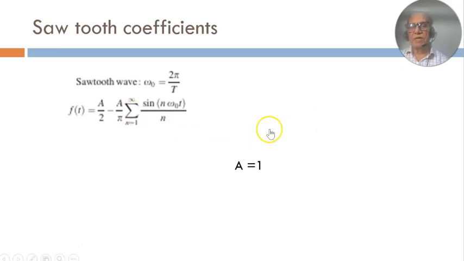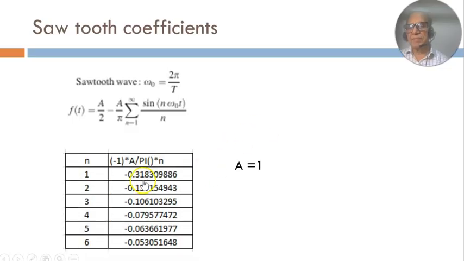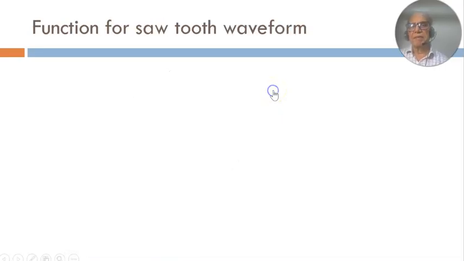For A equal to 1, if you assume that, then it's easy to calculate this. This is the fundamental component. Its amplitude is minus 0.318, etc. Second harmonic, third, fourth, fifth, sixth. So we are retaining 6 terms, and that will give you the kind of wave that we will study.